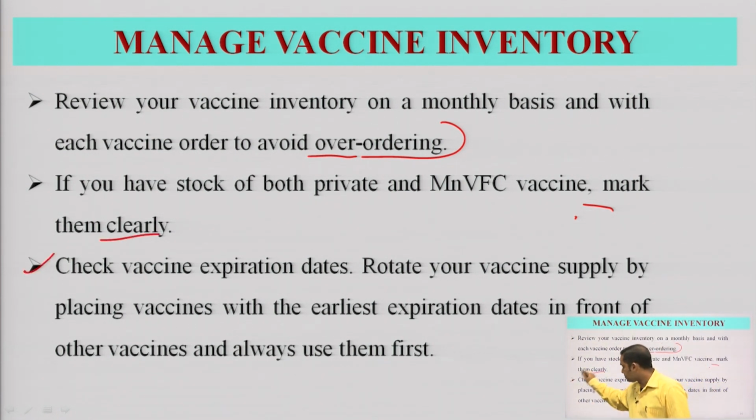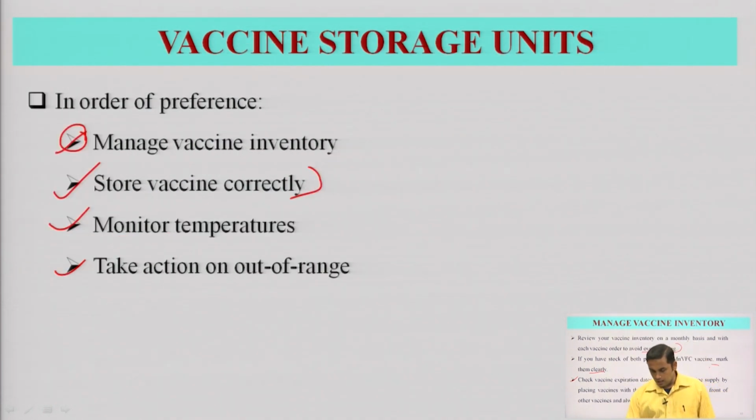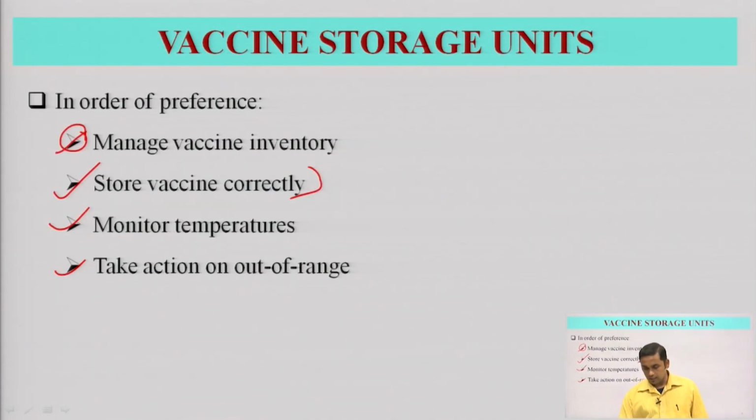Then check the vaccine expiration date, and rotate your vaccine supply by placing the vaccines with the earliest expiration date in front of the other vaccines. That is why I mentioned in my previous slides how you can store vaccines correctly here.